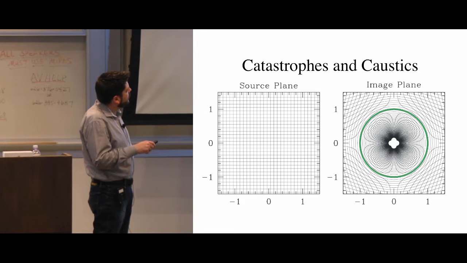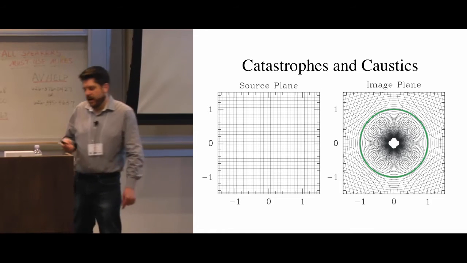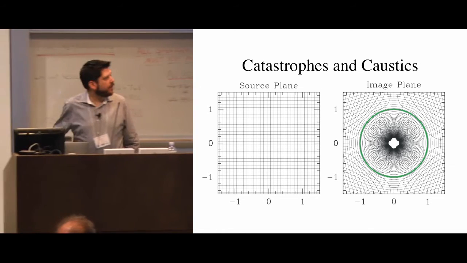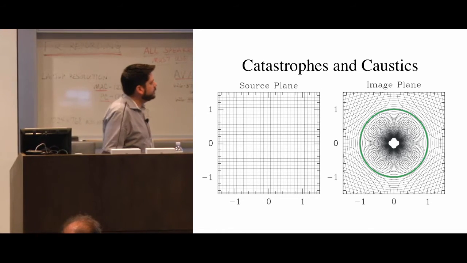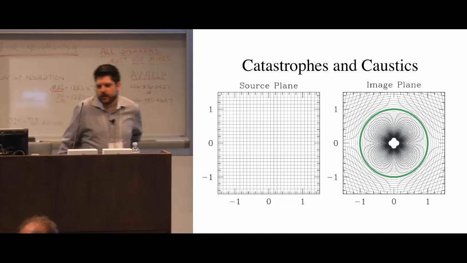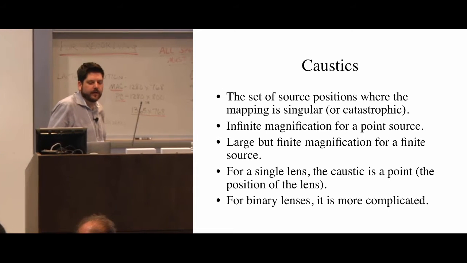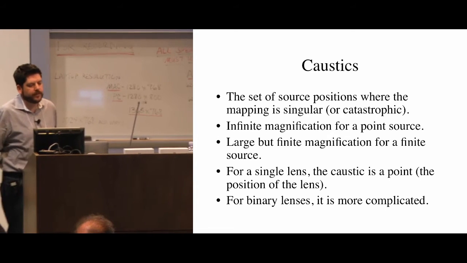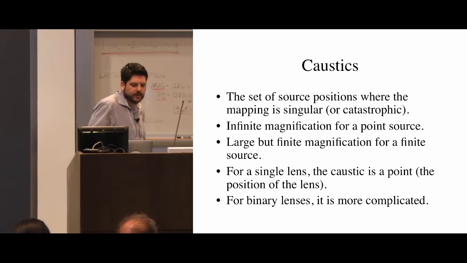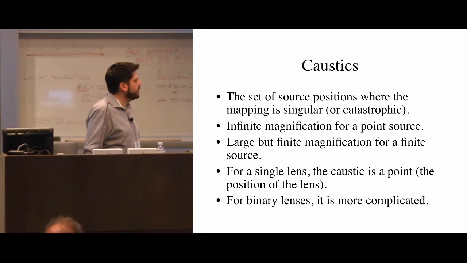And each place where this box gets stretched out into a large area is where you get very high magnification. Okay, and so formally, caustics are the set of source positions where the mapping is singular, or mathematically what they call catastrophic, and you can get infinite magnification for a point source. Of course, there's no such thing as a point source, so you get large magnification for finite sources.